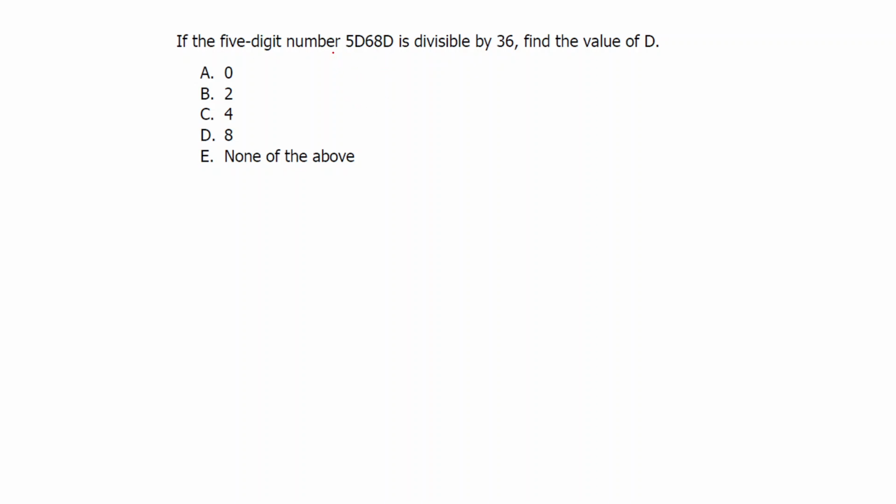So this is a Math Olympiad question from Singapore Math Olympiad. Okay, so let's see how to solve this problem. If the digit of the 5-digit number 5D68D is divisible by 36, then find the value of D.